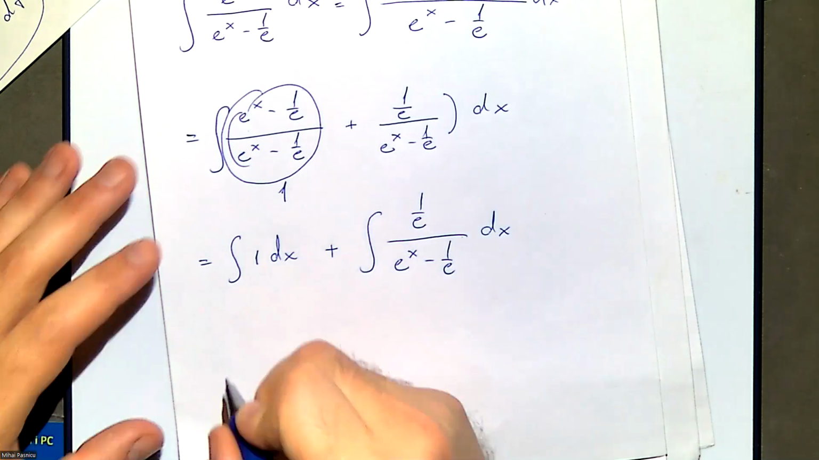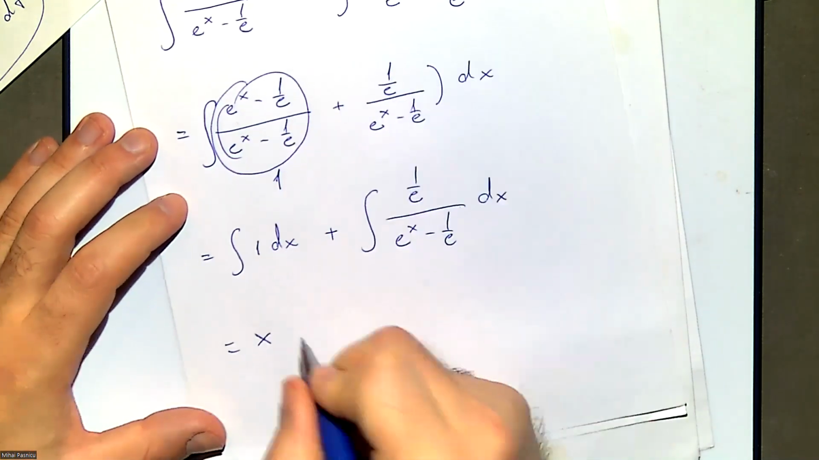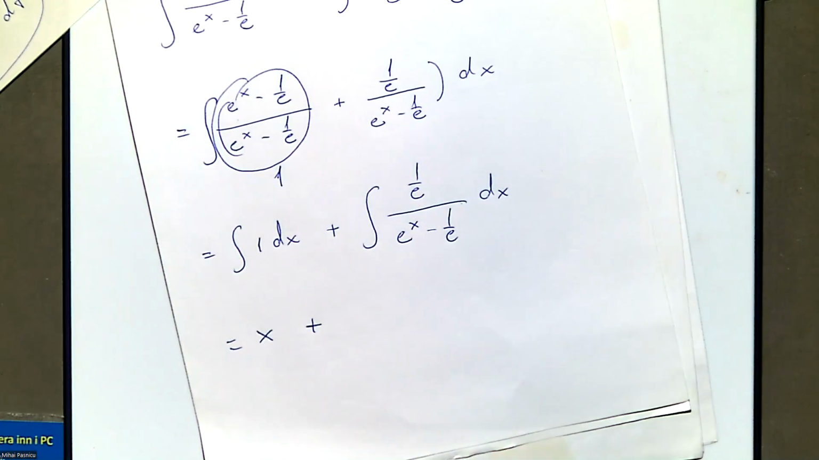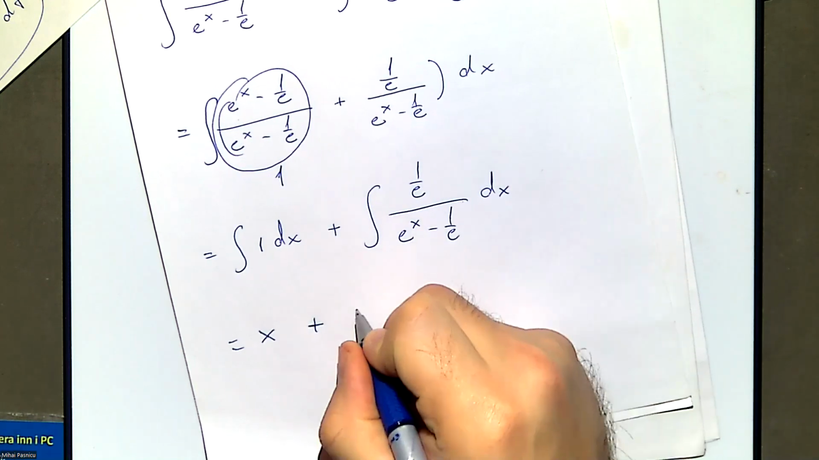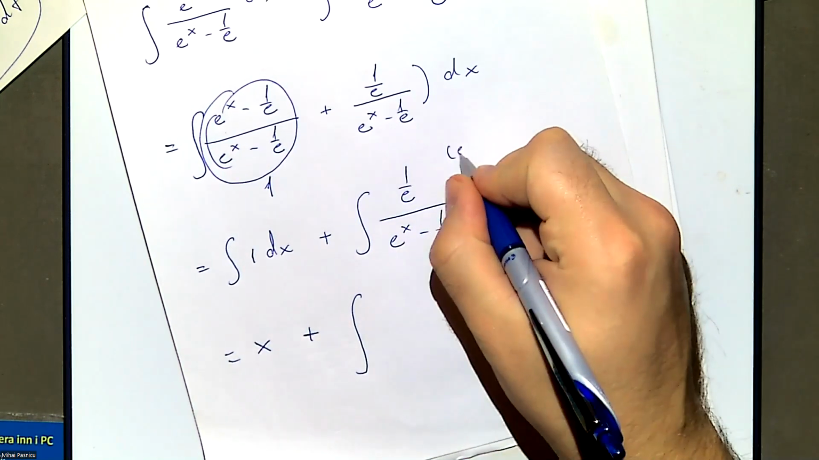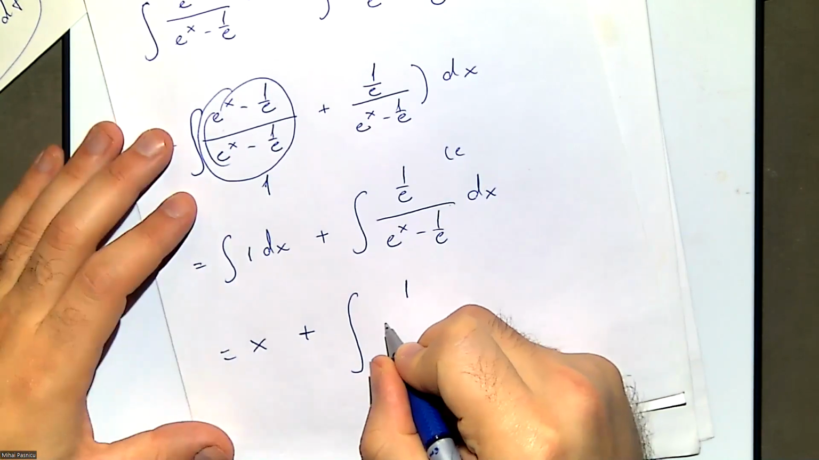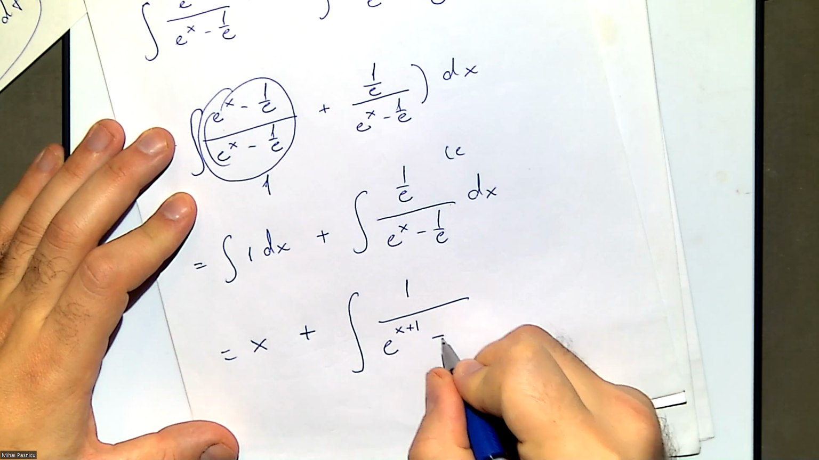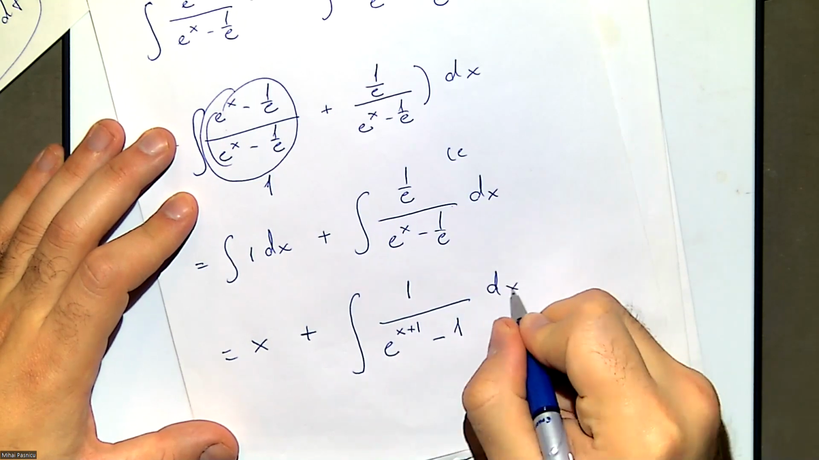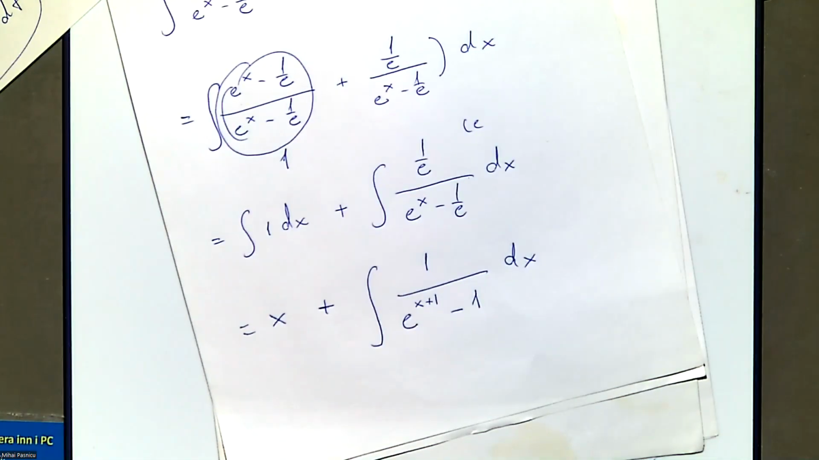So this on the right hand side is just x. And now, again, same argument. I hate 1 over 1 over 1 over things. So I'm just going to multiply everything by e. And I'm going to get 1 over e x plus 1 minus 1 dx. And now the problem is basically over.